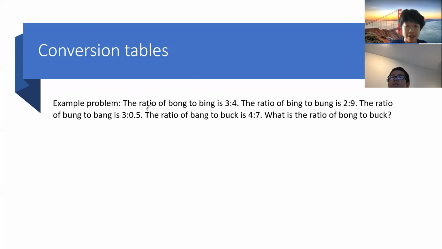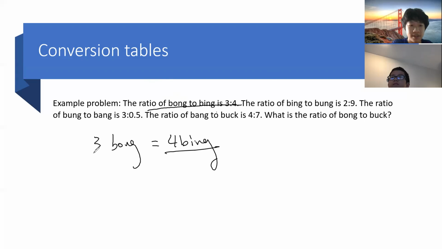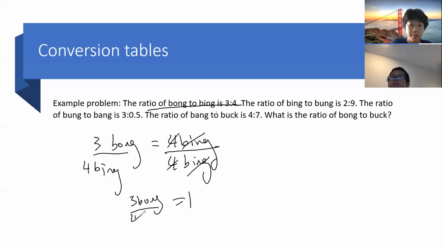Let's first start with the first statement, bong to bing. We know that 3 bong equals 4 bing. We know that's true because the ratio of bong to bing is 3:4. For every 3 bong, there's 4 bing. What this means is that if we divide both sides by 4 bing, the words bing cancel, the 4's cancel. So we get 1 equals 3 bong over 4 bing.